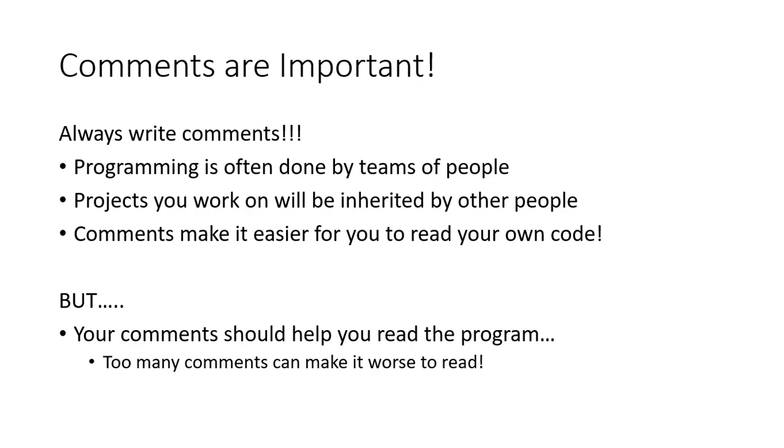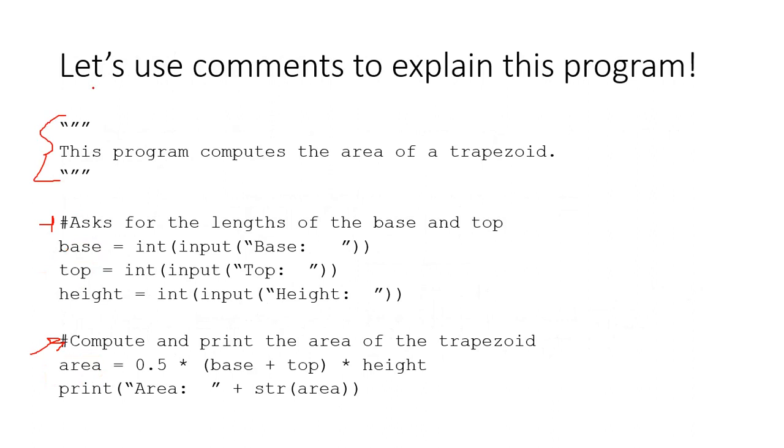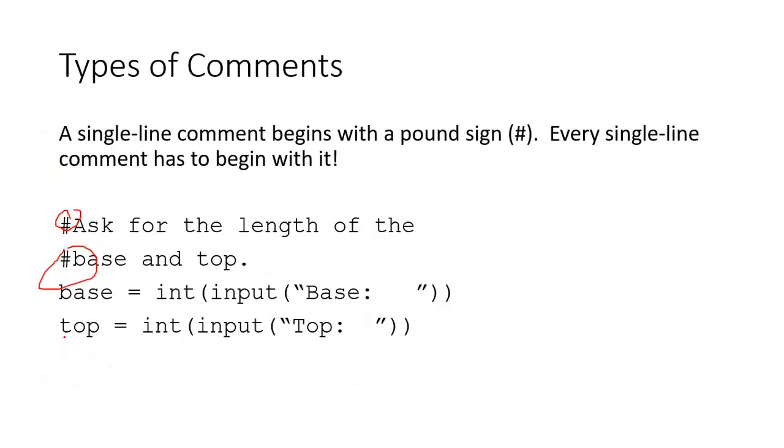But sometimes your comments can make it worse to read. If you comment every single line of code, it gets a little bit more messy. So there's, I would say, a sweet spot for commenting in the code, kind of like what we had right here. This would be what I would call a sweet spot. You're explaining the program and you're giving a little bit of information at the top of each area.